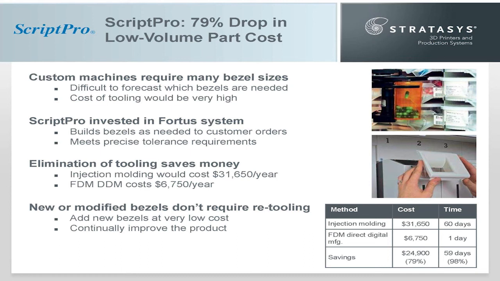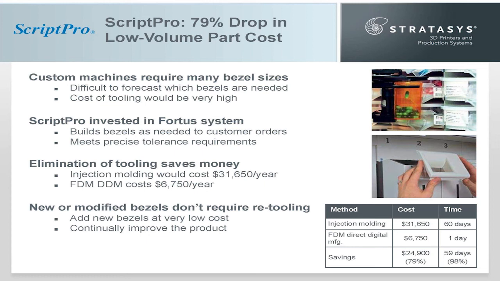So when they fill it, these bezels are specific to the vial size. Script Pro makes 56 bezels and is continually adding more. The company does not know which bezels will be needed on a particular machine until the order is placed. Expensive tooling and inventory would be required for each bezel if conventional manufacturing methods were used. Solution: Script Pro invested in a Fortis machine to build production parts to customer orders without tooling. Okay? Elimination of tooling saves the company about $25,000 per year in producing the bezels.